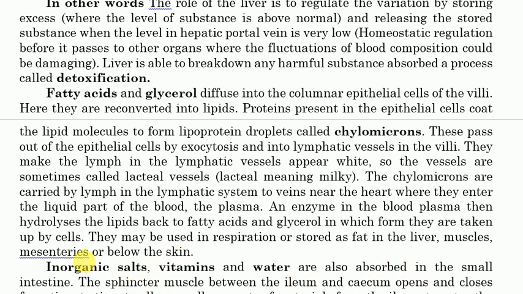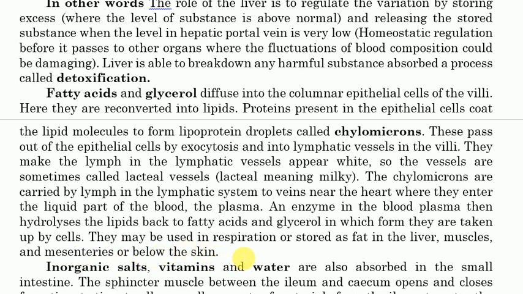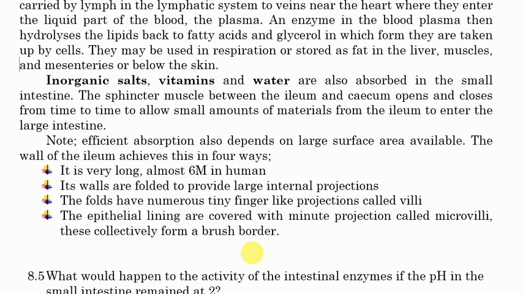So as you can see, in the mesenteries, as we know, if you don't know what mesenteries are, when you slaughter a goat or cow, the intestine is held by a kind of membrane. That is what you call mesenteries. And if you look at that membrane, there are blood vessels passing through it. Also, inorganic salts, vitamins and water are absorbed in the small intestine.